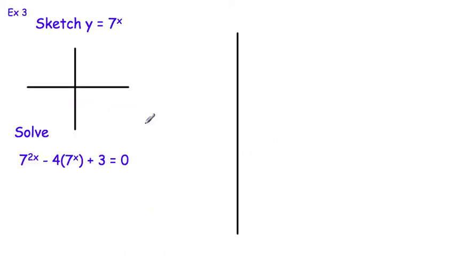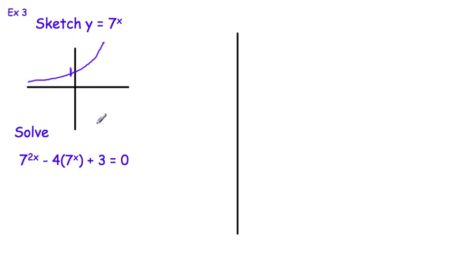Our final example, example 3, is also in two parts. First, sketch the graph of y equals 7 to the power x. It starts just above the x-axis and it goes through the point 0, 1. That must be marked on the y-axis. Next, solve 7 to the power 2x minus 4 times 7 to the power x plus 3 equals 0.